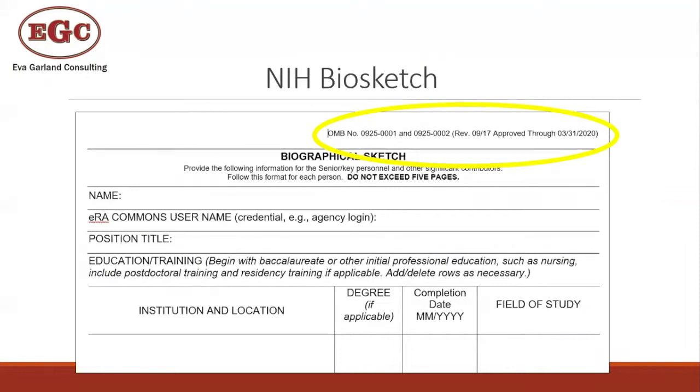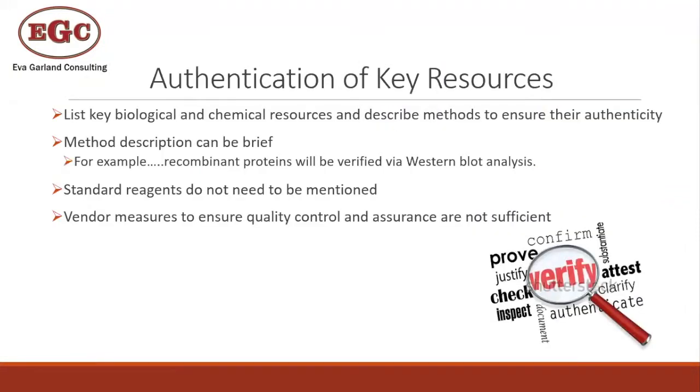Another NIH-specific form is the Authentication of Key Resources document. This is a relatively new document that was introduced as part of the NIH's efforts to strengthen rigor and reproducibility and decrease lost time and resources due to misidentified reagents such as contaminated or incorrectly labeled cell lines. Key biological and/or chemical resources refers to established reagents or resources that will be used in the proposed research. This includes, but is not limited to, cell lines, specialty chemicals, antibodies, or other biologics.